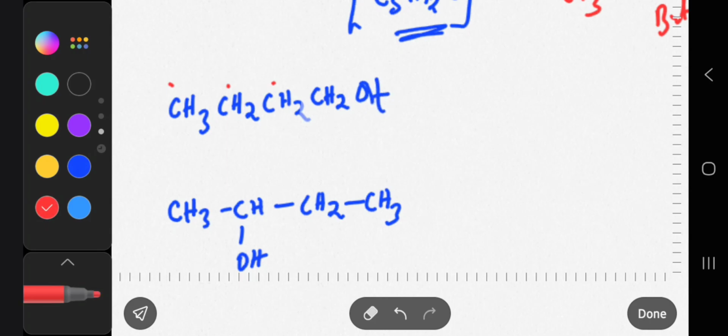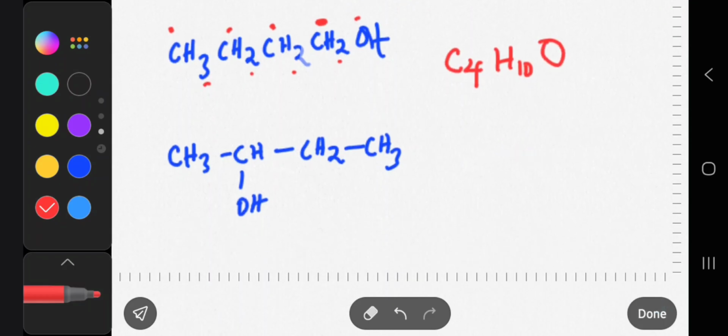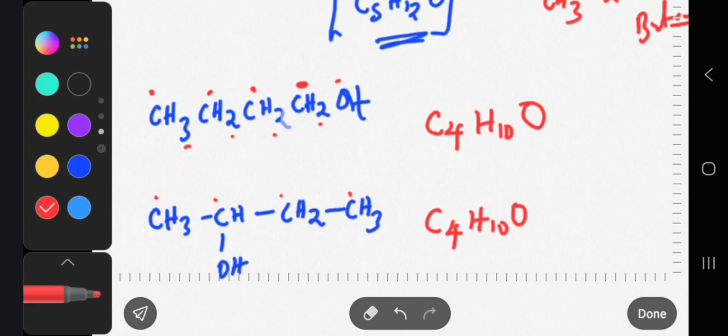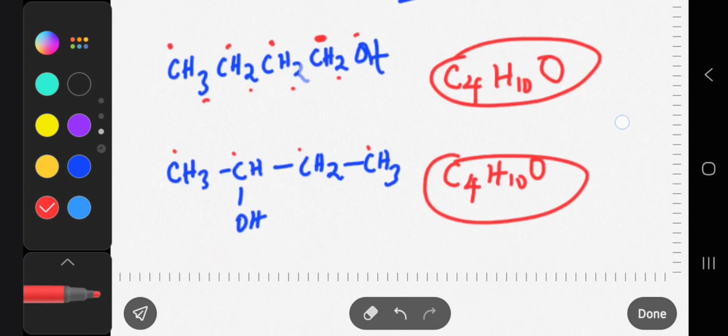All right. So how many carbons do we have? We have 1, 2, 3, 4. 4 carbon, right? That is C4. Then how many hydrogens? 3 plus 2, 5 plus 2, 7. 7 plus 2, 9 plus 1 hydrogen here, 10. H10. Well, then we have 1 oxygen, right? So check this one. 1 carbon, 2 carbon, 3 carbon, 4 carbon, the same thing, C4. 3 plus 2, 5, 6, 7, 8, 9. So we have the same and oxygen. Can you see? They have the same molecular formula, but their structures are different.